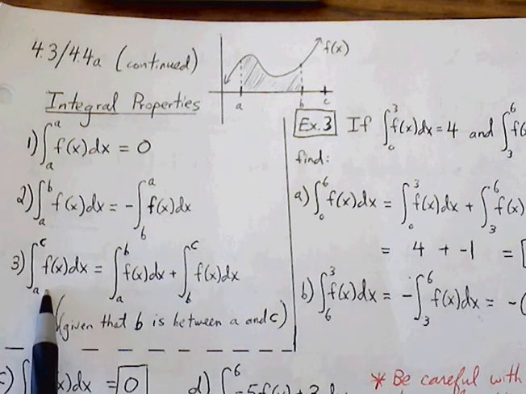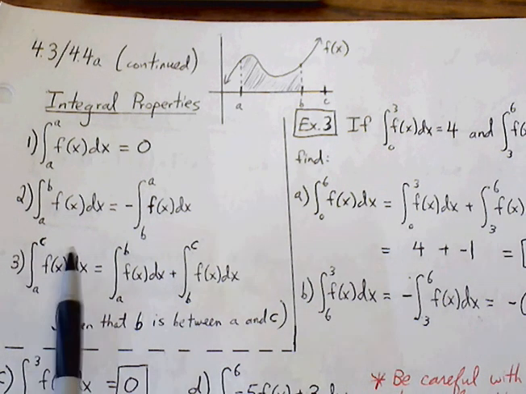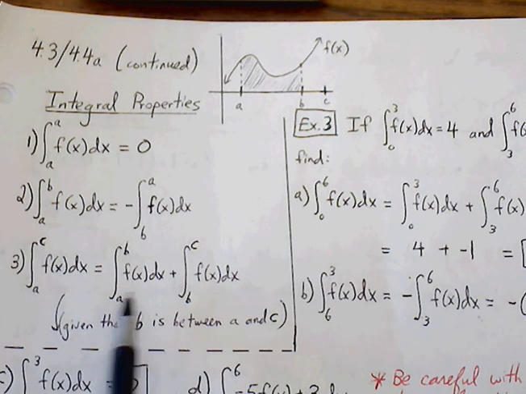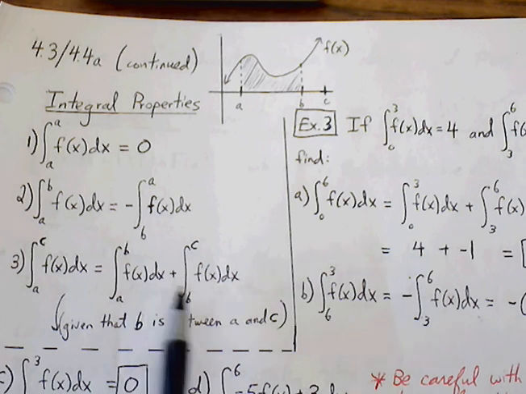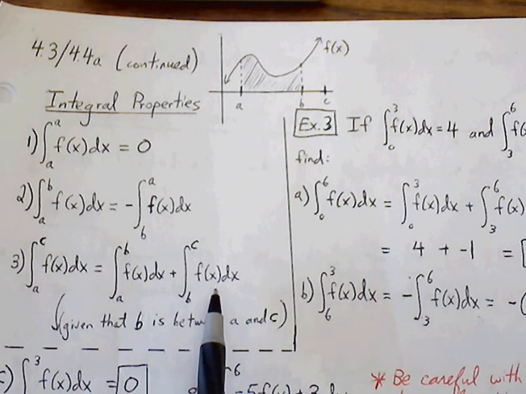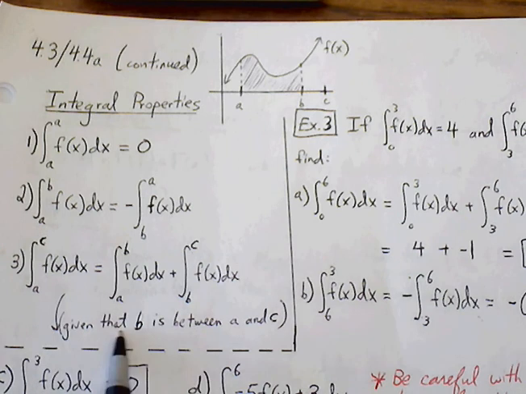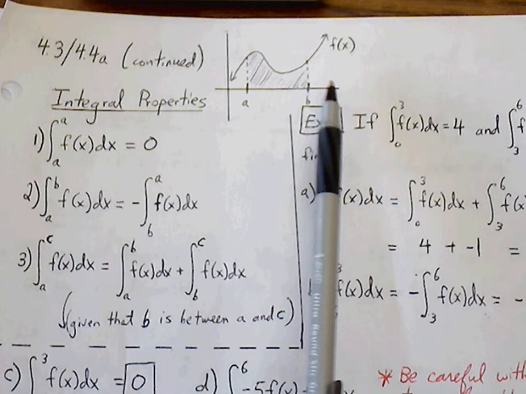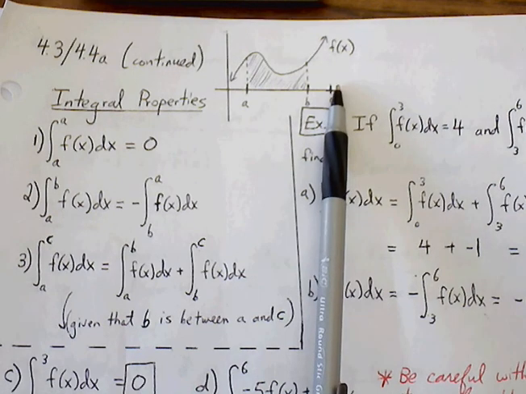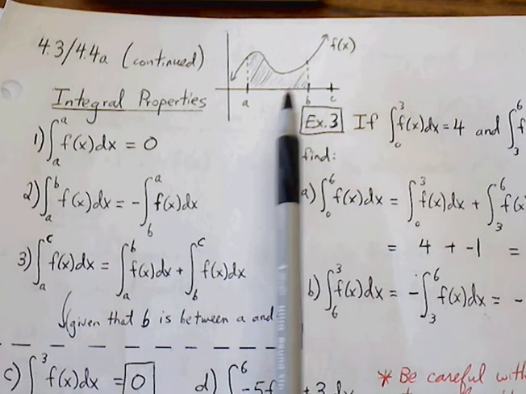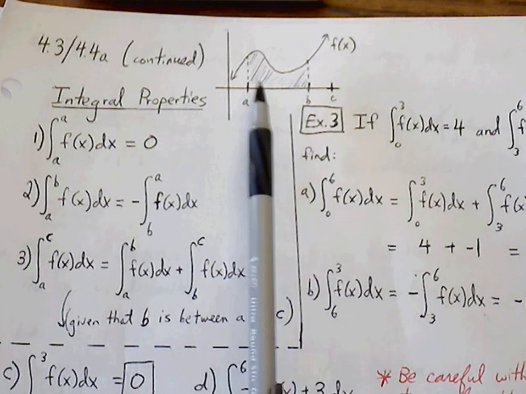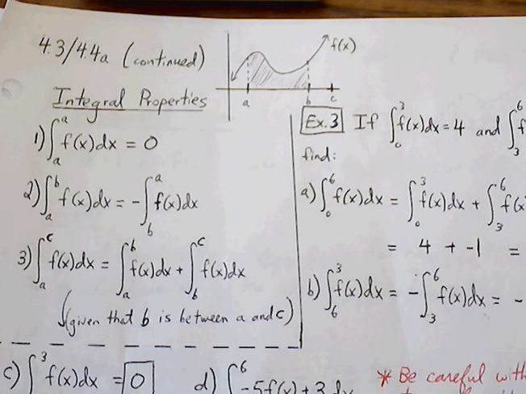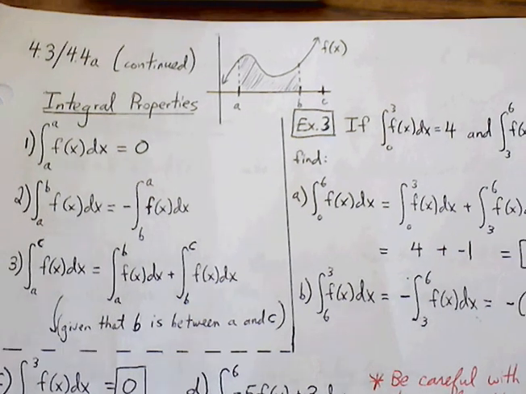All right. The third is just saying that the definite integral of f of x from a to c is equal to the definite integral from a to b plus the definite integral from b to c of f of x dx, given that b is between a and c. So if I want to find this entire region from a to c, then I can just add the two definite integrals together, from a to b and from b to c, and that will give me my total region.